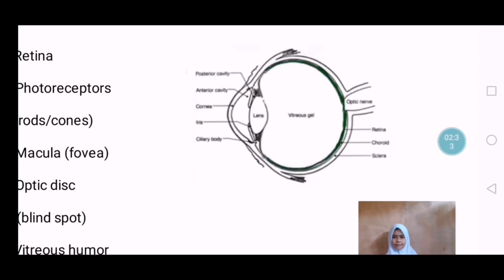Optic nerve. It carries information from the eye to the brain. This is also called the second cranial nerve. The function of the optic nerve is to send signals from the eye to the brain, working as a messenger to help us determine what we see. It is located at the back of the eye, attached to the retina.